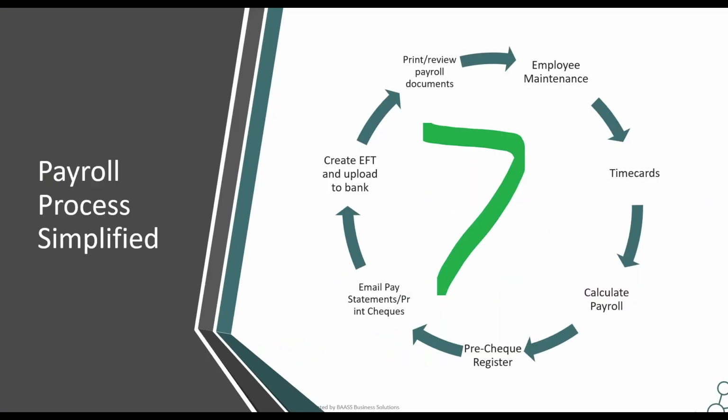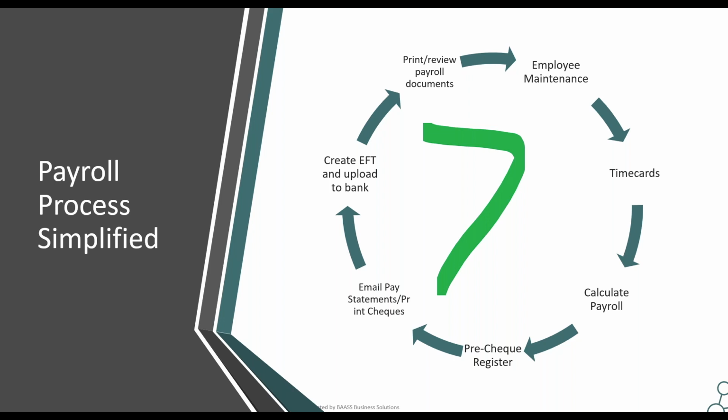Here are our payroll processes simplified. I have 7 steps here that is how we accomplish payroll using Sage 300. So starting on the top right, we start with employee maintenance, followed by time cards. Then we go into calculate pay. And from that calculate pay, we're able to print a payroll register, which will identify all the expenses and all the output of the calculation.